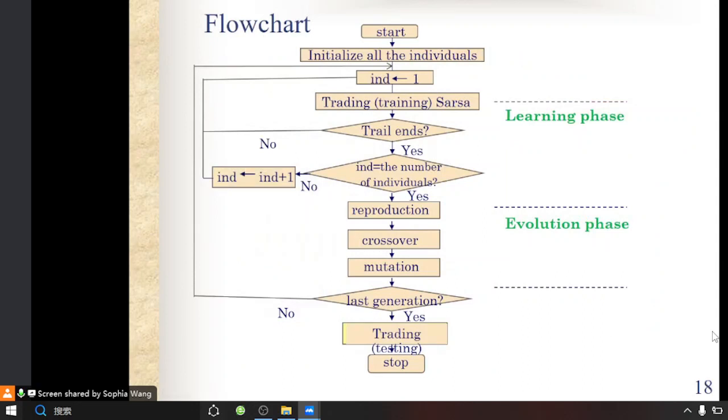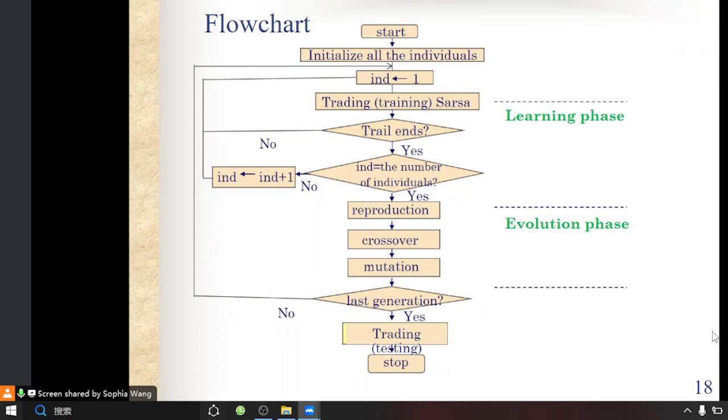This is a flow chart for this algorithmic trading. The first one is the learning phase. In the learning phase, you should do the training. You should finish the training part, and after that, you can do the reproduction by evolution. In the evolutionary phase, you can do the reproduction by crossover, mutation, and elite selection.